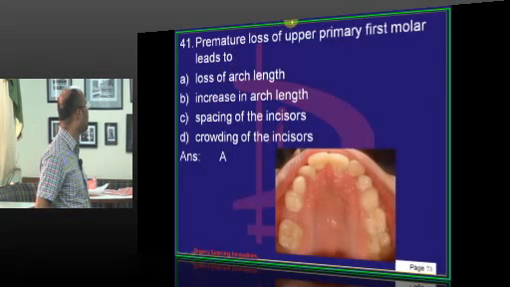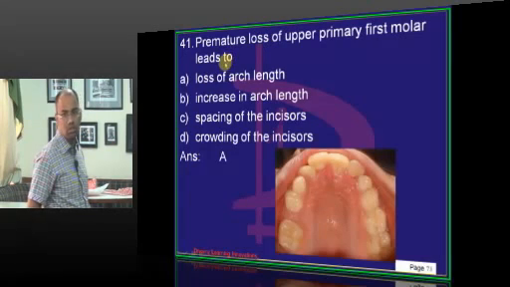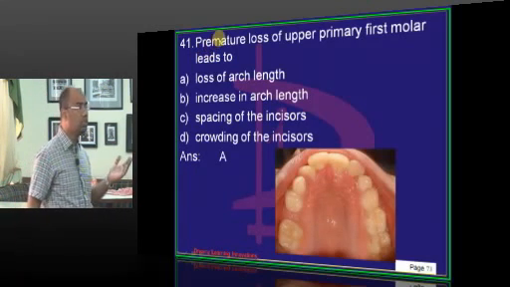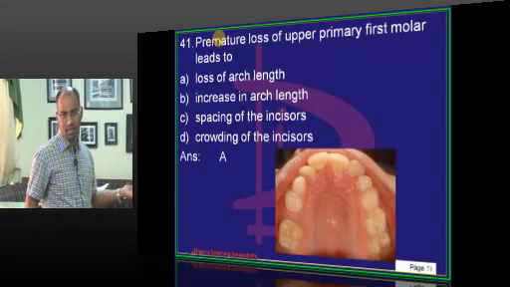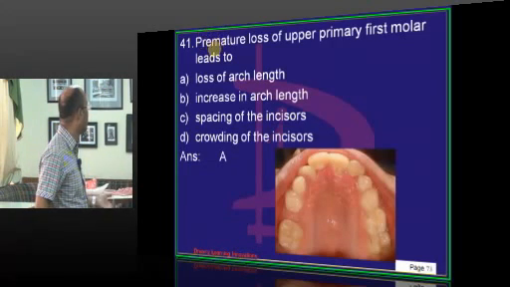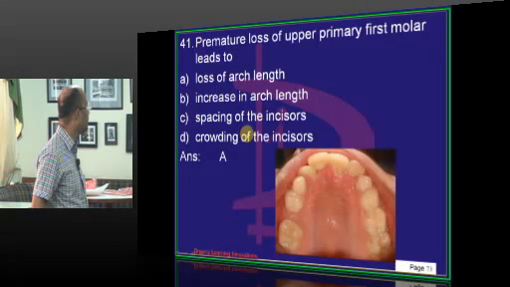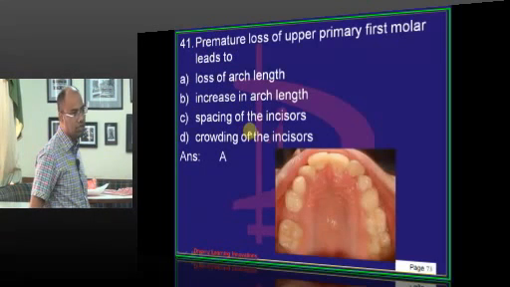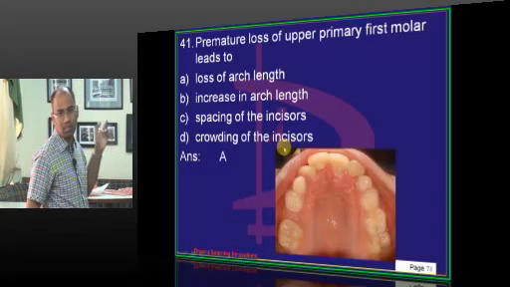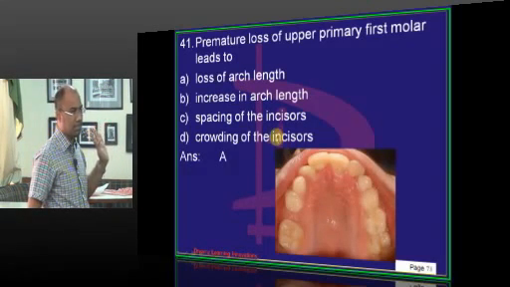So premature loss of the upper primary first molar leads to... when there is a premature loss of a primary molar, as I said earlier, the tooth distal to that will migrate mesially, so it will lead to loss of arch length, which will again lead to crowding. Do you see crowding in the incisors because of a molar loss? You will not see. Do you see spacing? No. Will arch length increase? No, it will decrease. You will see crowding in relation to the buccal segment, that is the premolar segment, not the incisors, okay.